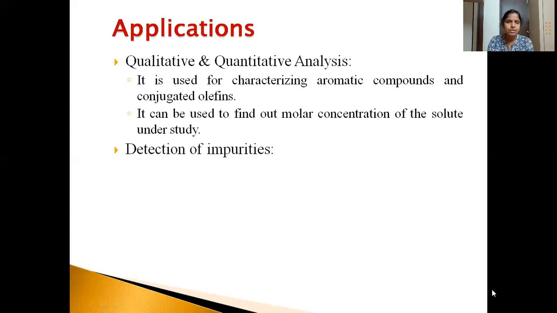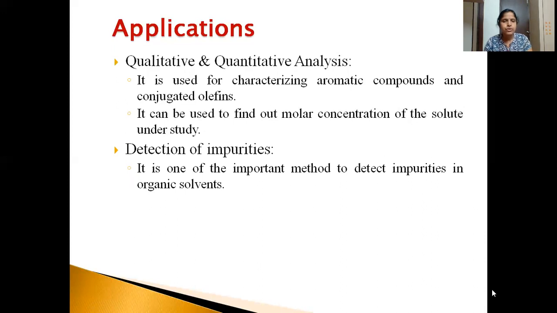Then detection of impurities. How can we detect impurities? By comparing the two spectra. That is, we will have a pure compound's UV spectrum, and we also take the spectrum of the compound having impurities, and then compare both spectra. The spectrum of the impure compound will have some extra bands in it. By those extra bands, we can easily detect whether the given compound is pure or impure. So it is one of the important methods to detect impurities in organic solvents.